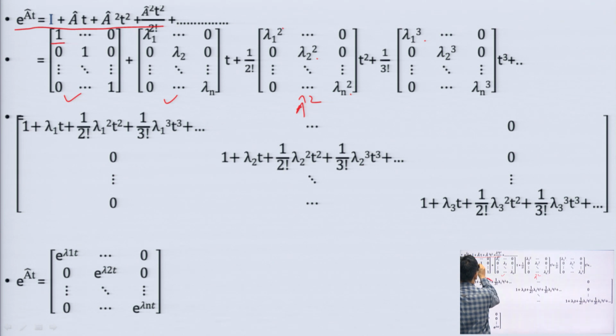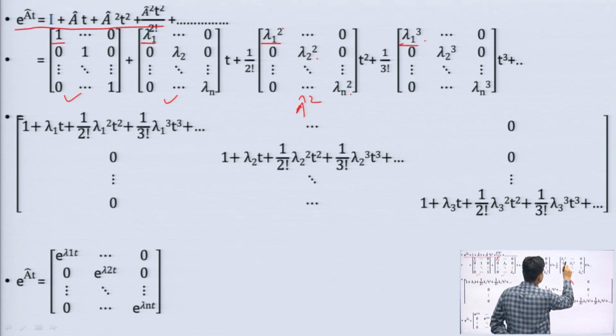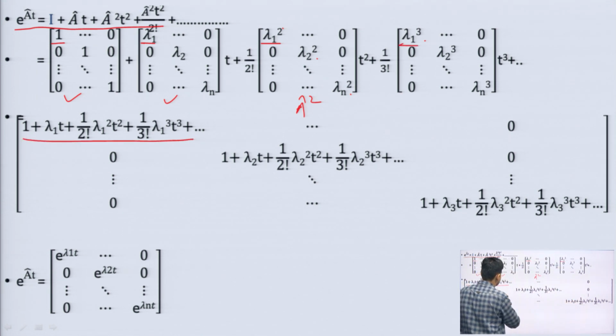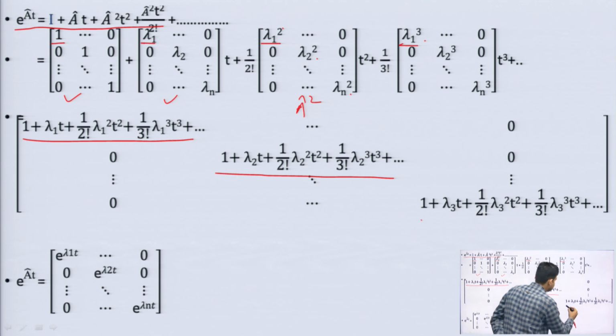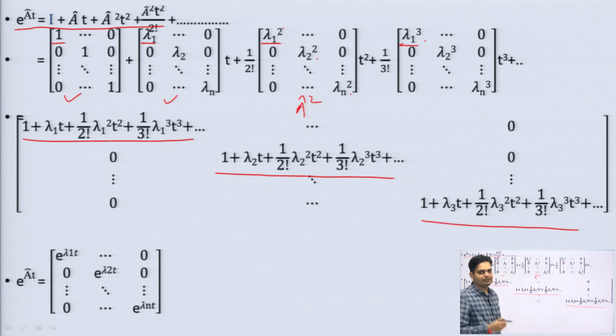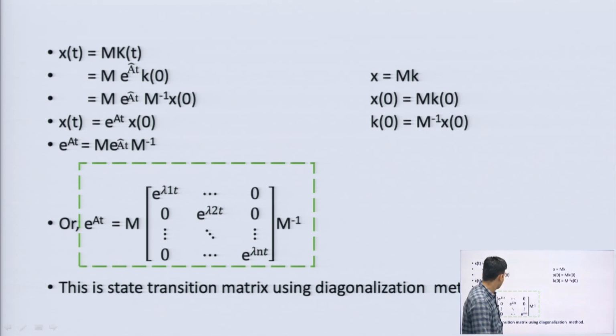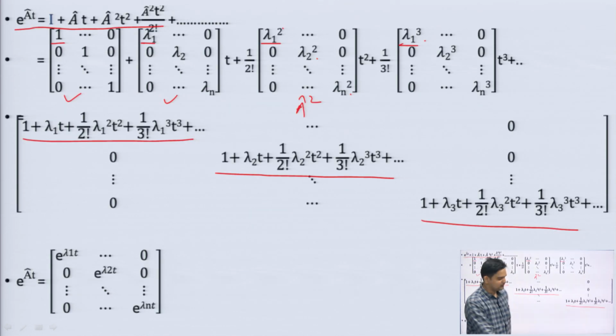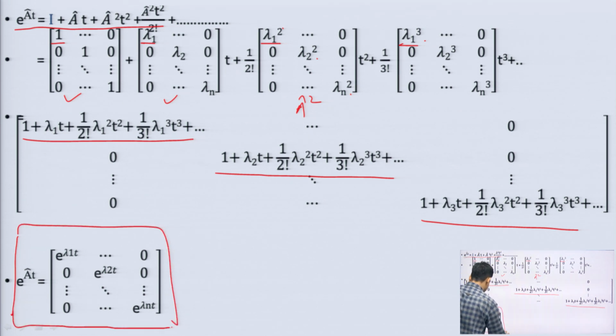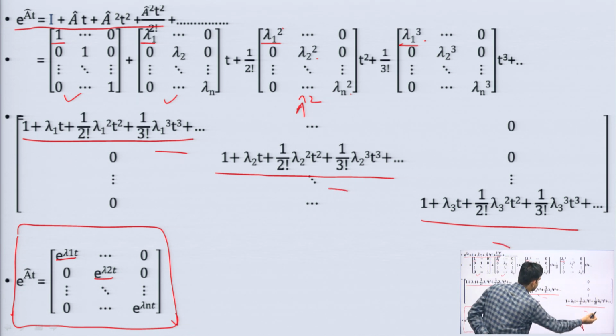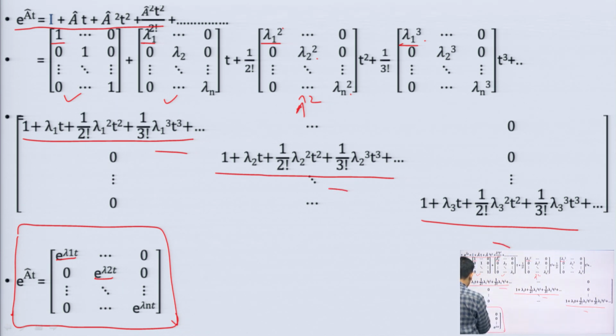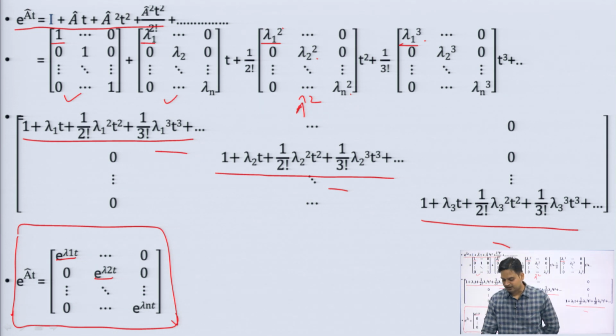If I sum these elements, 1 plus lambda 1 plus 1 by factorial 2 lambda 1 square plus 1 by factorial 3 lambda 1 cube, this will make a series here. It means we will obtain a series in each diagonal element if we sum it. Okay. And then we will obtain this expression: exponential of e of A cap t can be written as exponential of lambda 1 t, exponential of lambda 2 t, exponential of lambda n t, if we solve or compress all these diagonal elements. Okay. So, in this way we can obtain this e A cap t.